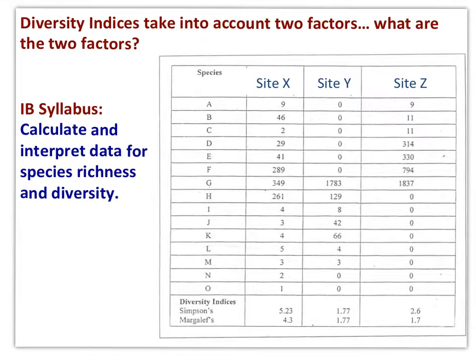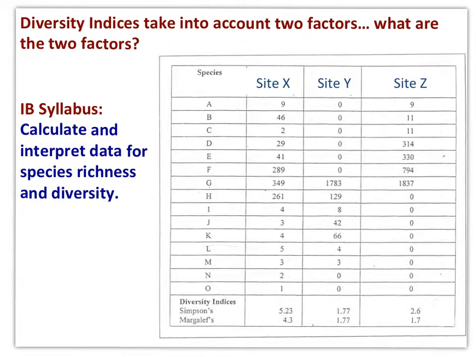On this slide, we see 3 locations, site X, site Y, and site Z. We can see that site X has far more different species than Y or Z. Thus, the species richness of site X is higher. Thus, its diversity index value is also high.